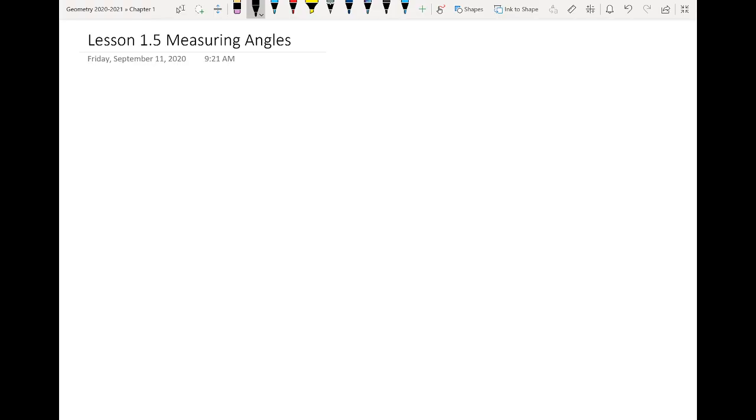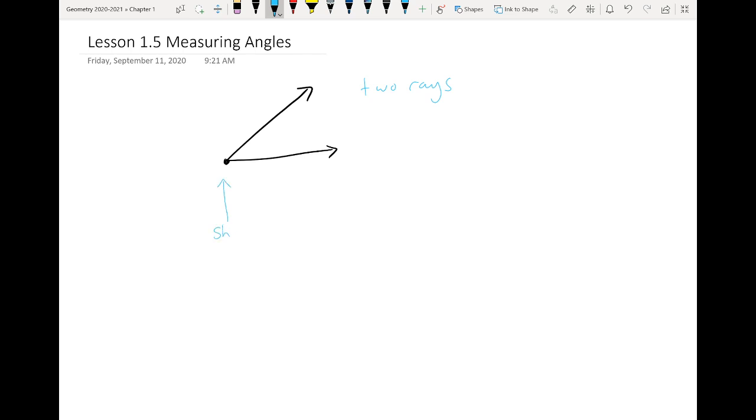I want us to consider one of the figures that we discussed early in this course so far, which is the ray. When we have two rays that share the same endpoint, this point right here, what we form geometrically has a name. The name of this is an angle. Those two rays are considered to be the sides of the angle, and that shared common endpoint is what's referred to as the vertex.